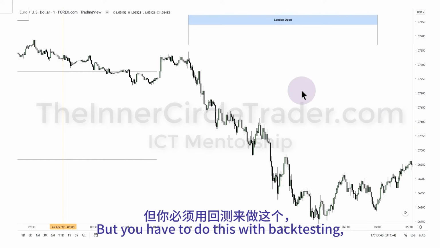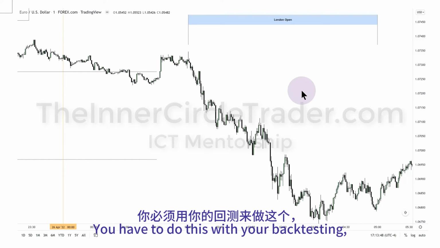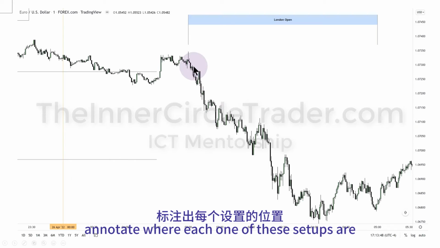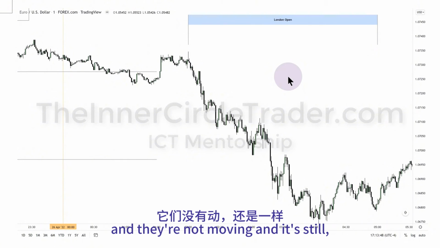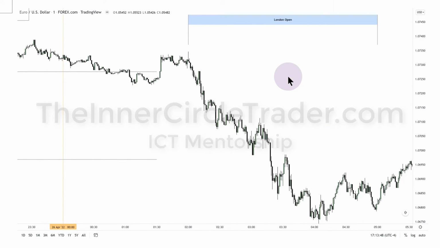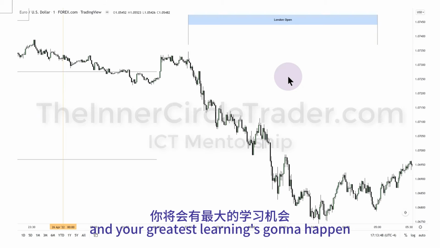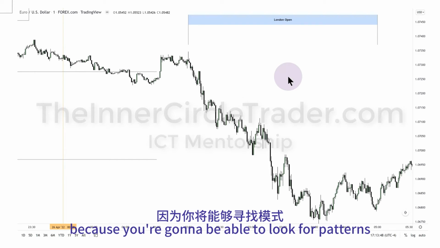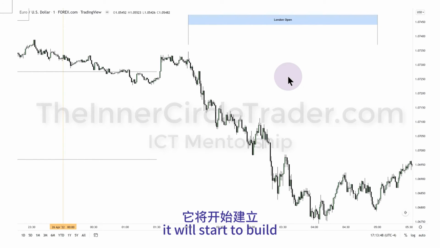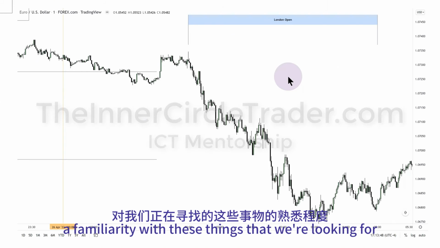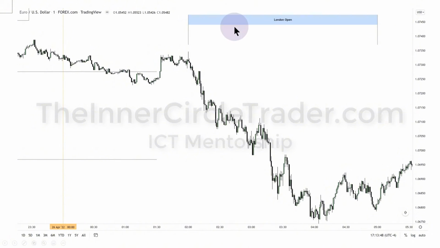But you have to do this with back testing, okay? You have to do this with your back testing, annotate where each one of these setups are, and refer to them. Keep going over them on the weekend. When the charts are stagnant and they're not moving and it's still, that's when your back testing and your greatest learning is going to happen, because you're going to be able to look for patterns that will resonate with you. And if you do this, it will start to build a familiarity with these things that we're looking for during specific times of the day.